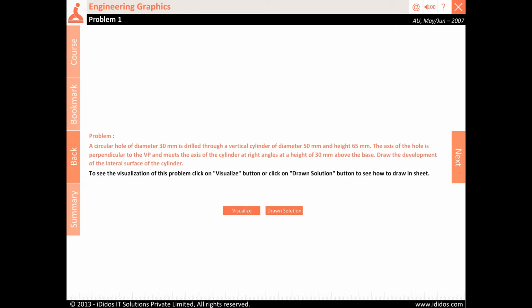A circular hole of diameter 30 mm is drilled through a vertical cylinder of diameter 50 mm and height 65 mm. The axis of the hole is perpendicular to the VP and meets the axis of the cylinder at right angles at a height of 30 mm above the base. Draw the development of the lateral surface of the cylinder.